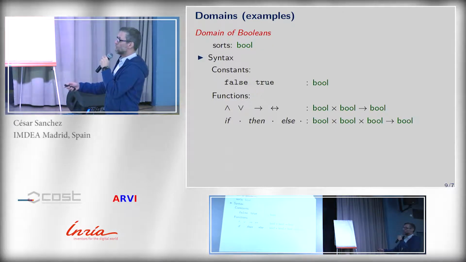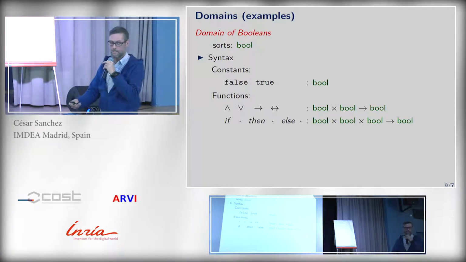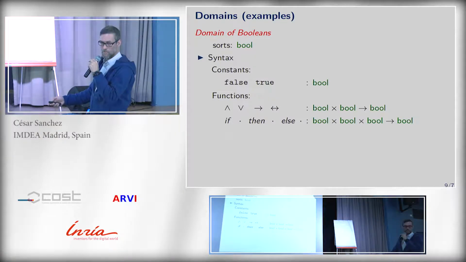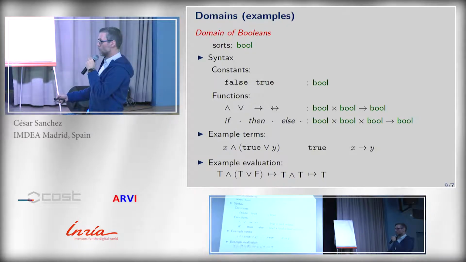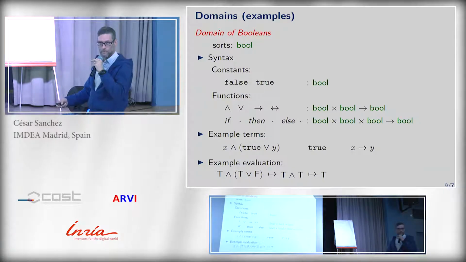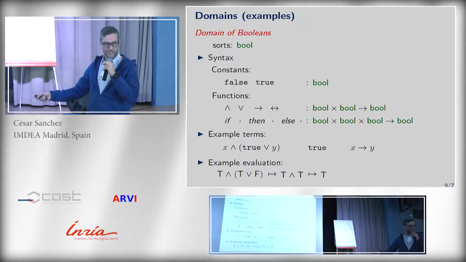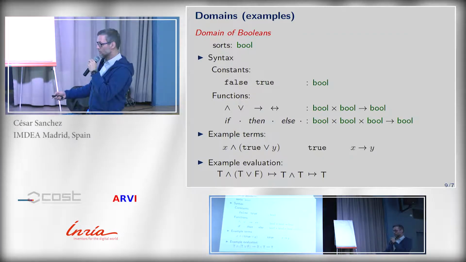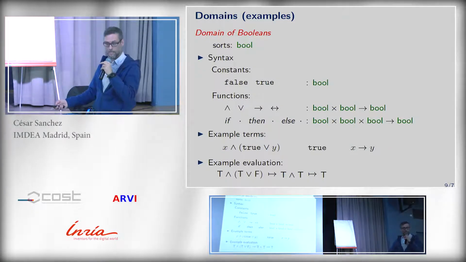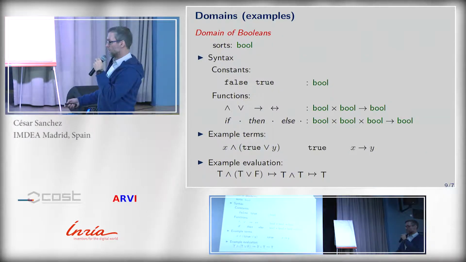So Booleans, for example, the only sort that we use is bool. The only constants are true and false, which are of type bool, and they have a meaning once you give meaning to the functions. So for example, x and true or y, where x and y are variables of sort bool, is a term of sort bool. So in our context, this will be used to represent stuff you don't know, but you know it's bool, and you know the relation between the elements in the formula.